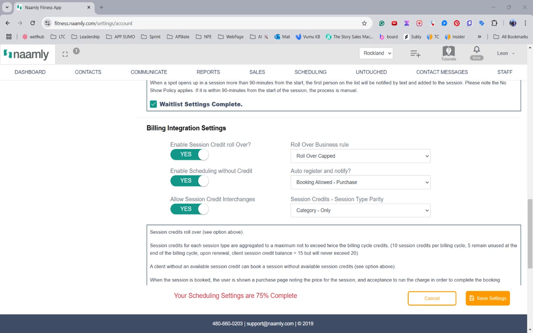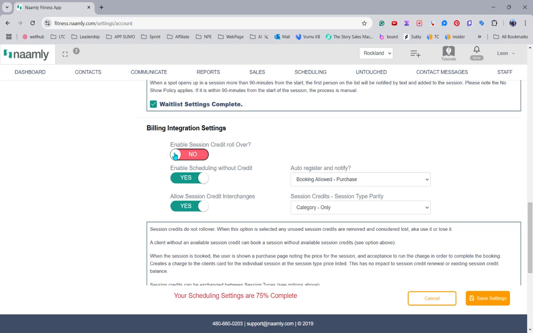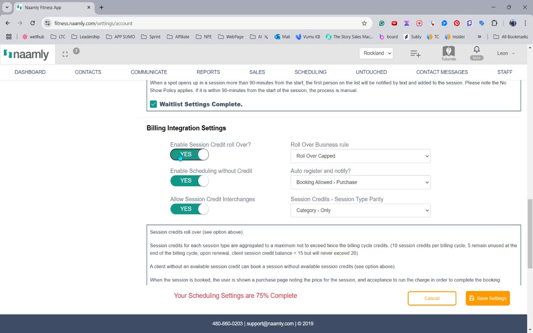So the question then is, what happens if they don't use all 4 of them? Let's say they only come 3 times and they have one remaining. So we have our session credit rollover. So one, obviously you can say there is no rollover, which basically is a use it or lose it. If they're billed every 2 weeks, they get 4 credits. They don't use all 4 credits, session credits, they are gone. And the next bill gets updated and they get 4 more credits, right?